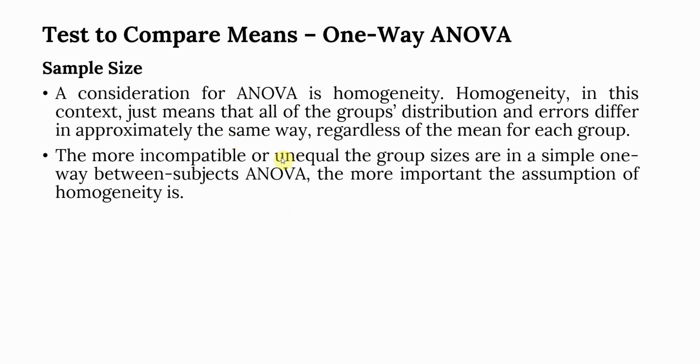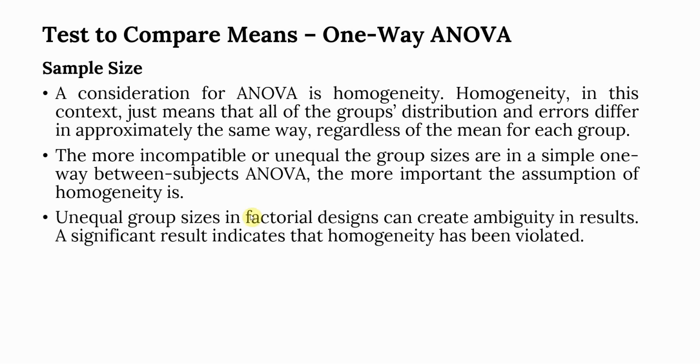The more incompatible or unequal the group sizes are in simple one-way between subjects ANOVA, that is another name for one-way ANOVA, the more important this assumption is. That is the assumption of homogeneity of variance. Unequal group sizes in factorial design can create ambiguity in the results. A significant result indicates that homogeneity has been violated.